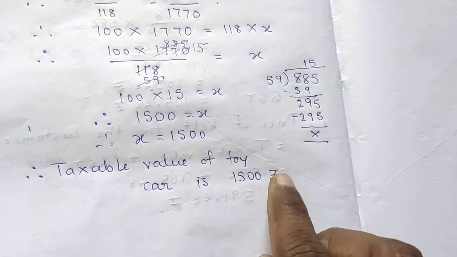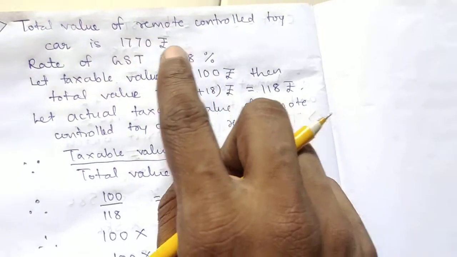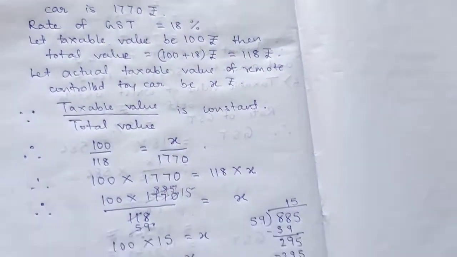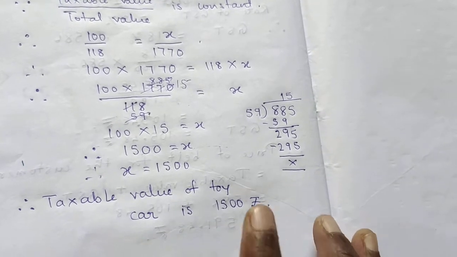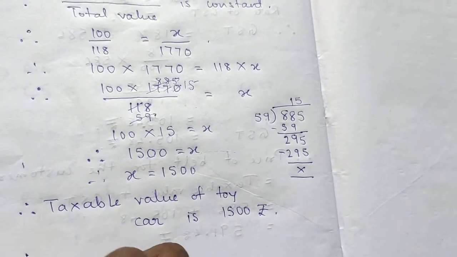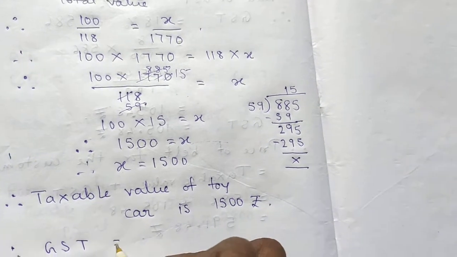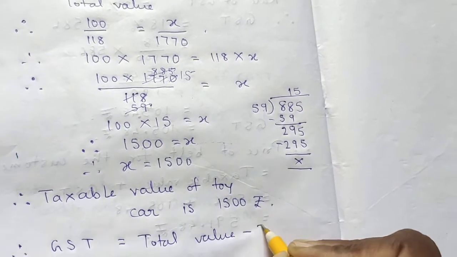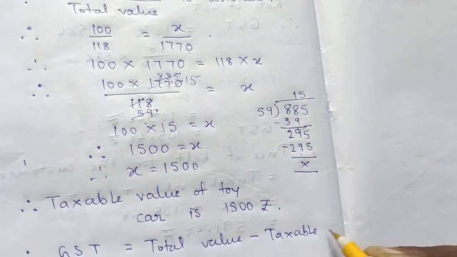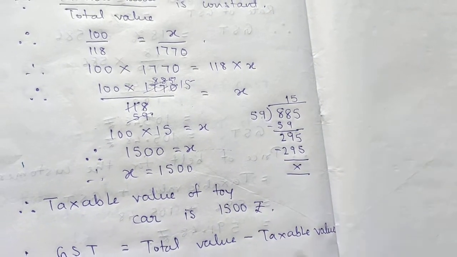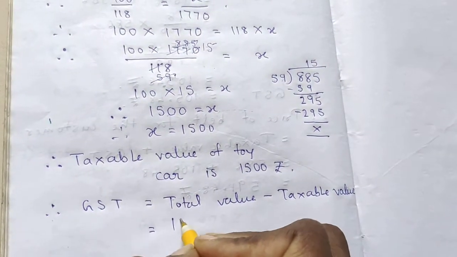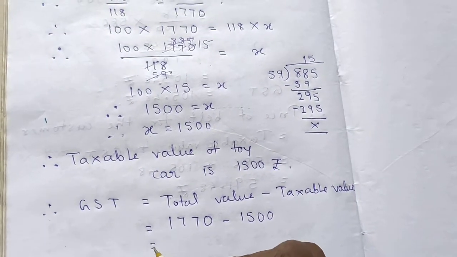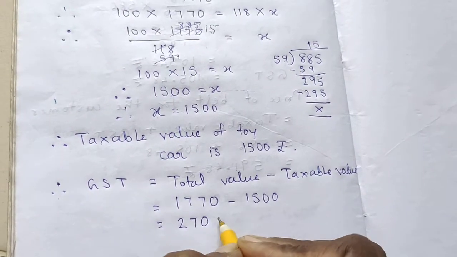Now see, this is taxable value and total value was 1770. In this amount already GST is included, so let us subtract that to get the GST amount. Okay, therefore GST equals total value minus taxable value. If you subtract both, you will get the GST amount. Now what is total value? 1770, and what is taxable value? 1500, and if you do this you will get 270 rupees.